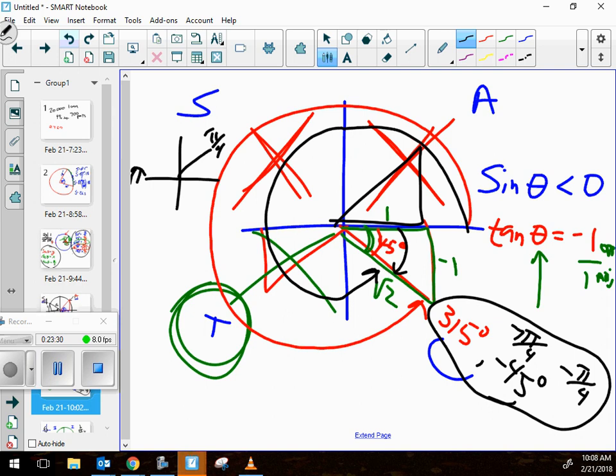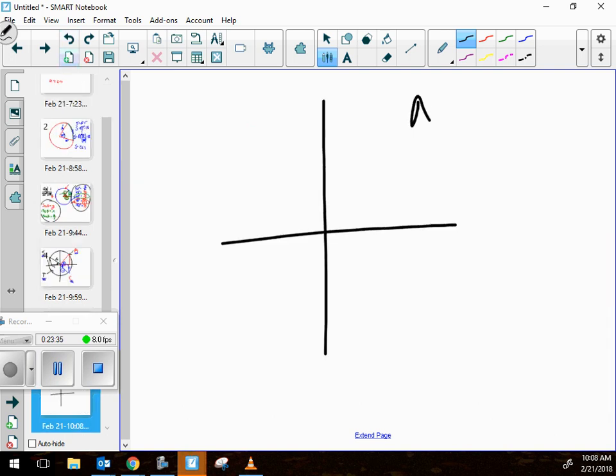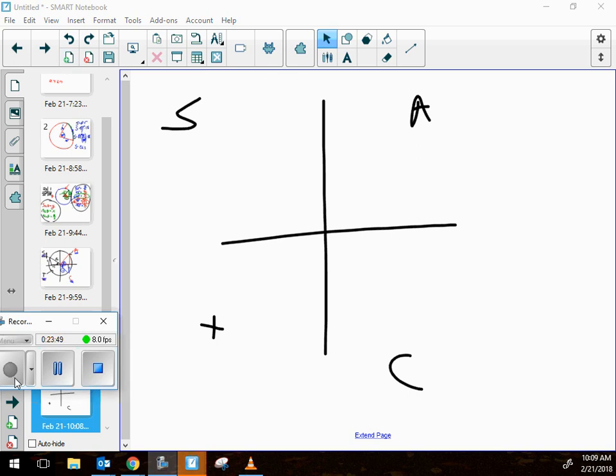All right, that was a pretty intense one. Remind your partner, what does the T up here mean? I'm going to pause for a second while you say it. Yes, tangent is positive down there. In quadrant what? In quadrant 3, tangent is positive.